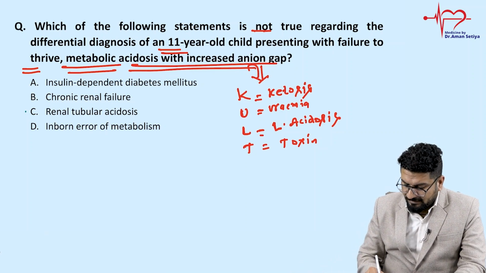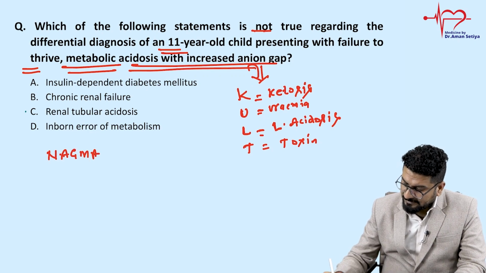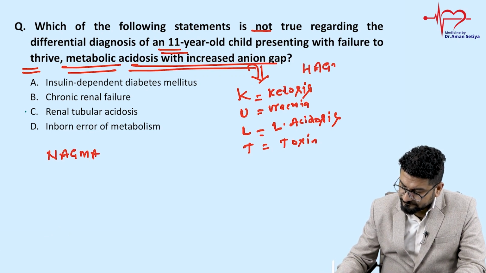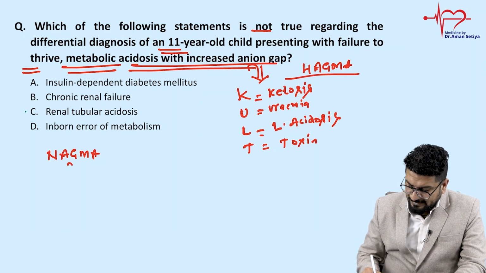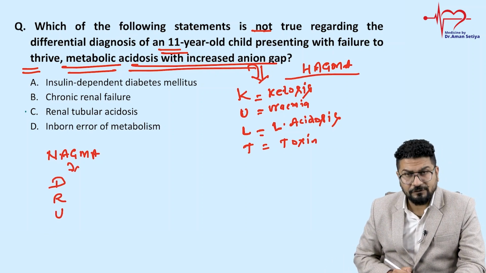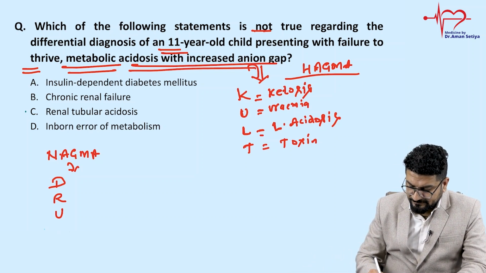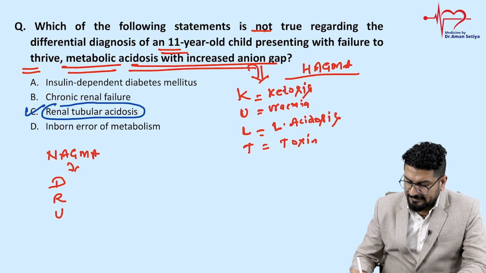And remember, normal anion gap, we call this NAGMA. This is called HAGMA. Normal anion gap you will see in a patient with diarrhea, RTA and ureterosigmoidostomy. So let us see the options one by one. RTA is a condition where you will always see normal anion gap.